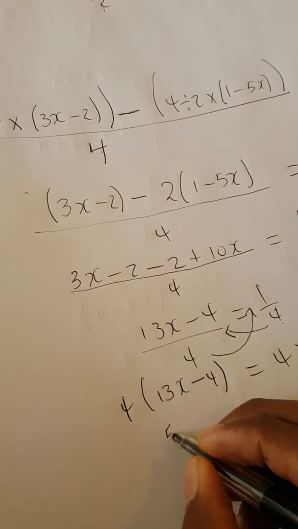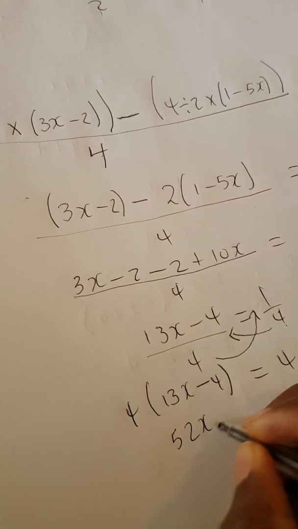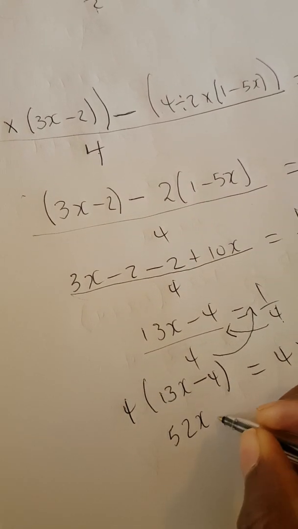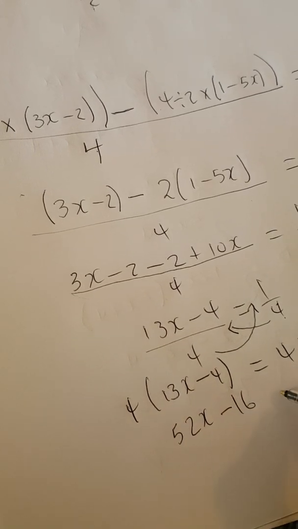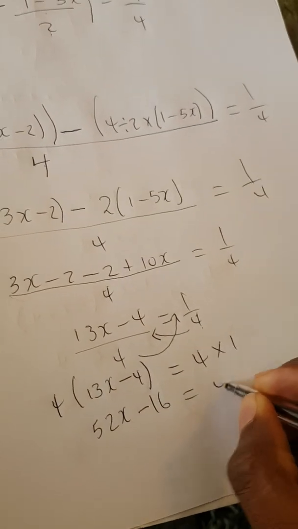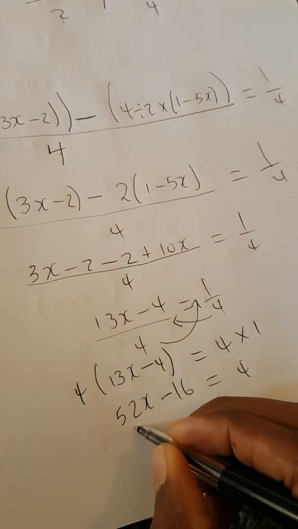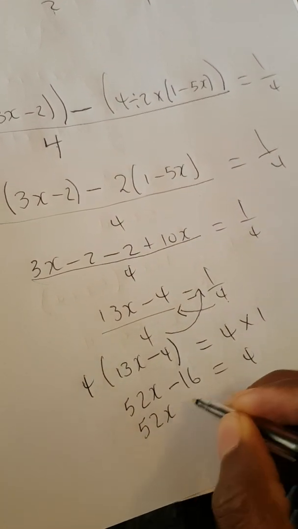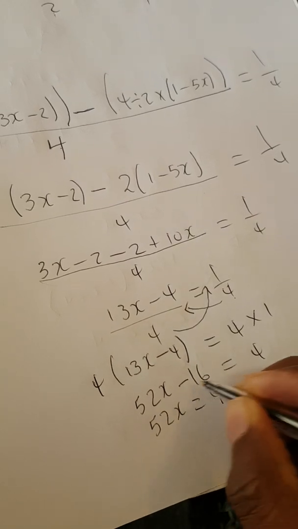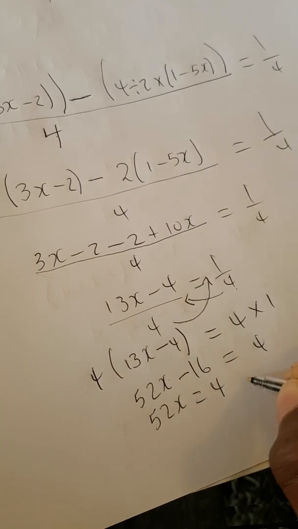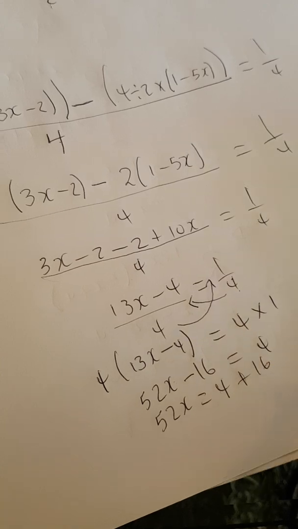So here it's going to be 52x, and 4 times negative 4 is negative 16, equals 4. And then let's group the like terms. So it's going to be 52x equals 4. Negative 16, when it crosses the equal sign, is going to be plus 16.